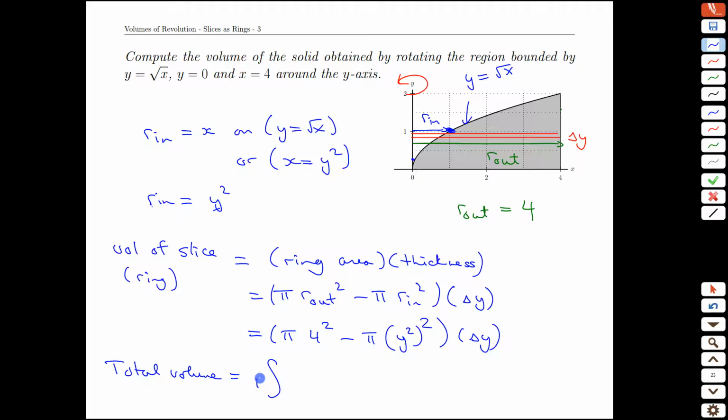Might as well capture the pi's, bring them out front, simplify this a little bit. 16 minus y to the 4, dy. Where do we start? We start slicing at y equals 0. Where do we stop? We stop at the y value 2, noticing that dy is our integration variable. And we're now ready to execute that integral. We'll do that on the next page.